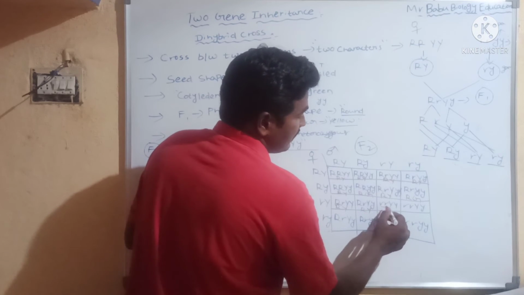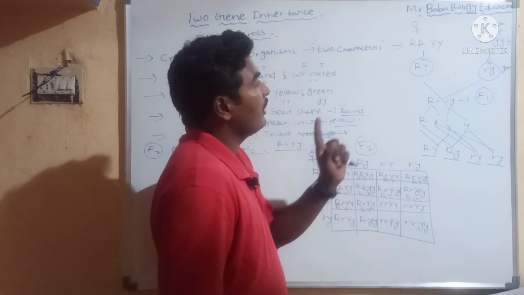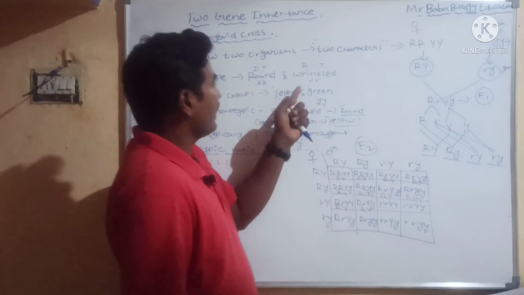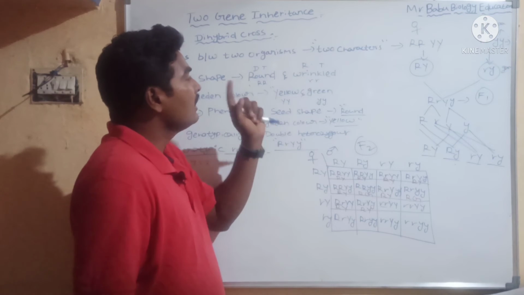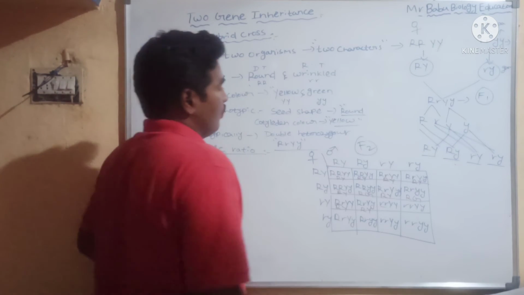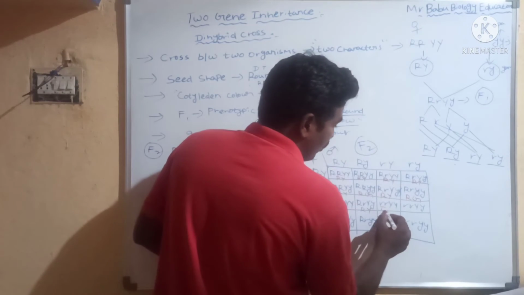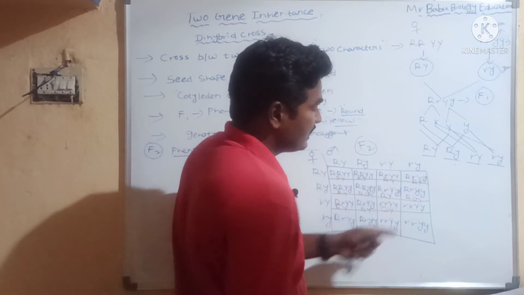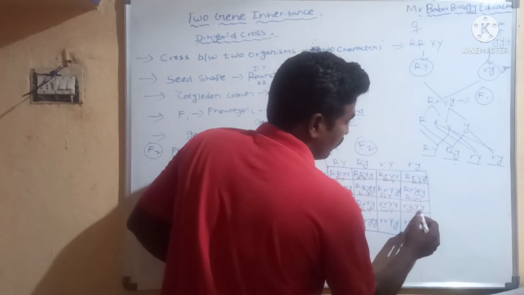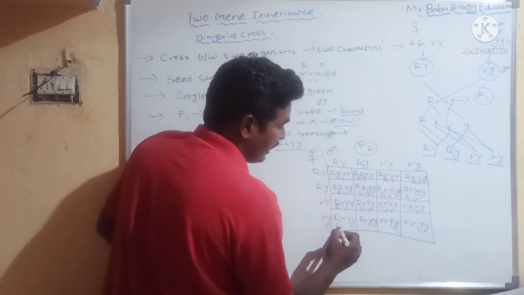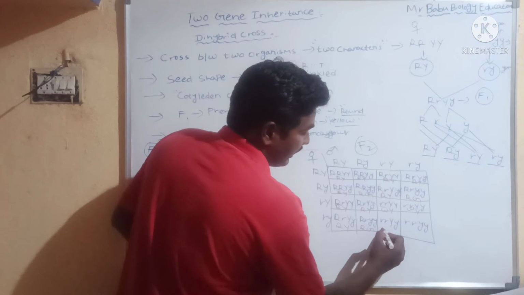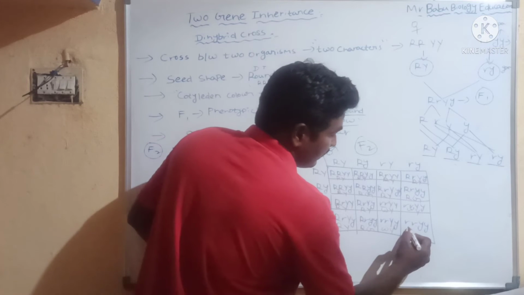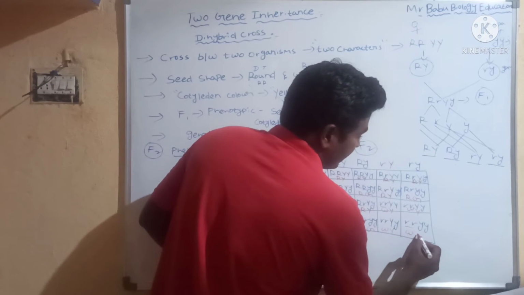This is also round and yellow. And this is small r, capital Y, small r, capital Y here. Small r is wrinkled and capital Y is yellow. So wrinkled yellow. This is also wrinkled yellow. And this is the round yellow. And this is the round green. Wrinkled yellow. This is the wrinkled green.